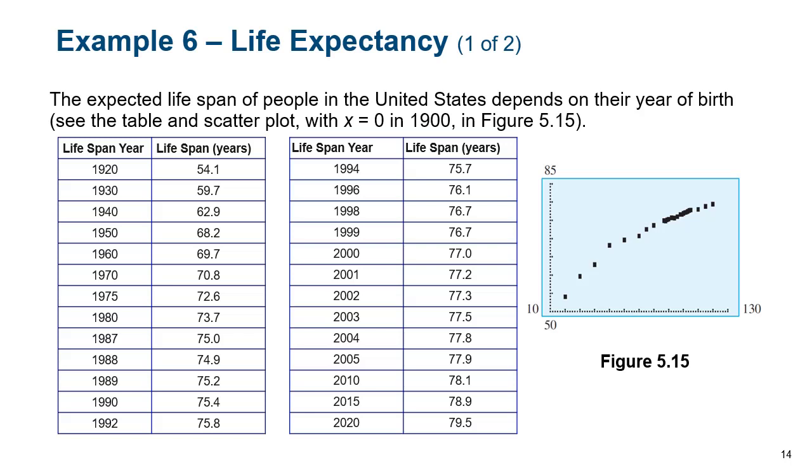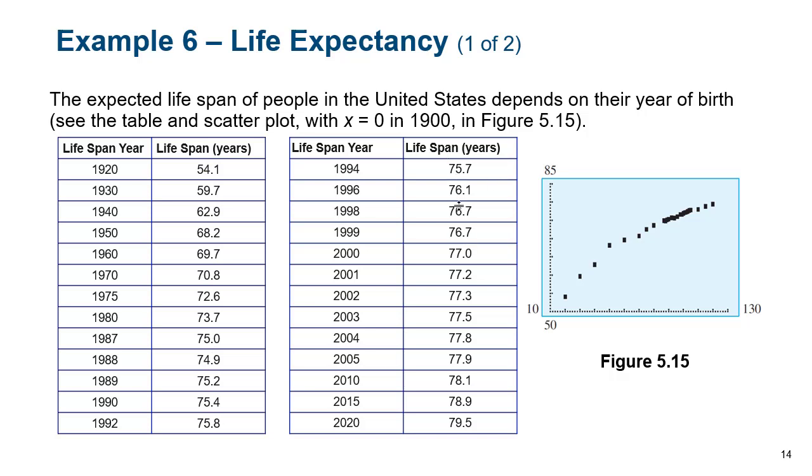Our first example is life expectancy. The lifespan of people in the United States depends on their year of birth. The table below, where x equals 0 is 1900, gives life expectancies. You can see that life expectancies are going up, but they're going up at a slower and slower rate. They made some big jumps in the beginning, and then the gaps are getting smaller and smaller.